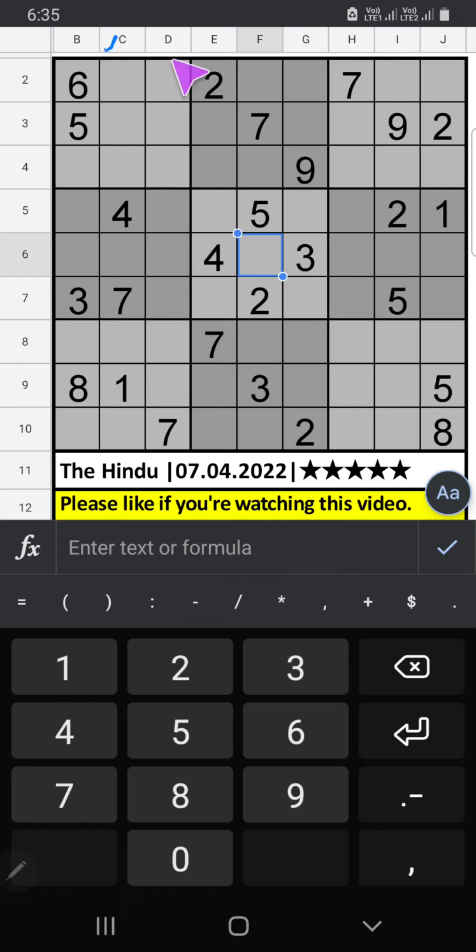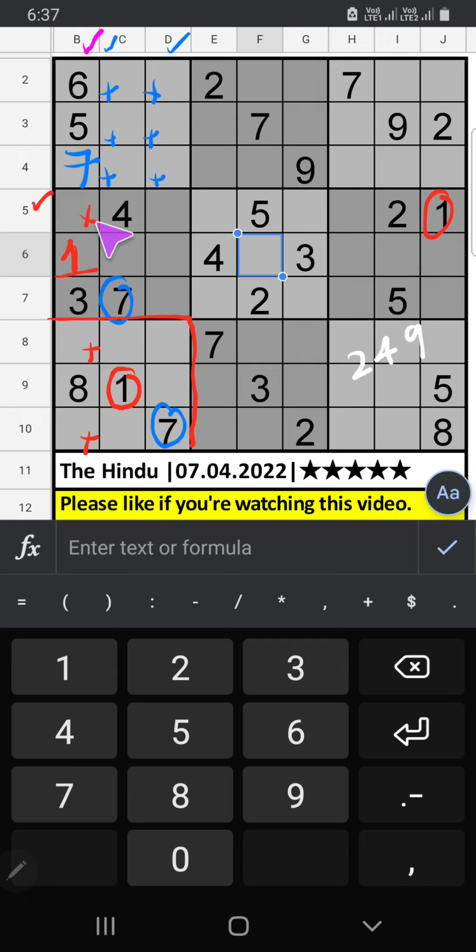Column C, column D, we have 7. So 7 can't come in these cells. Then 7 is confirmed here. 7th grid, 5th row, we have 1. So 1 can't come in these cells. Then 1 is confirmed here.